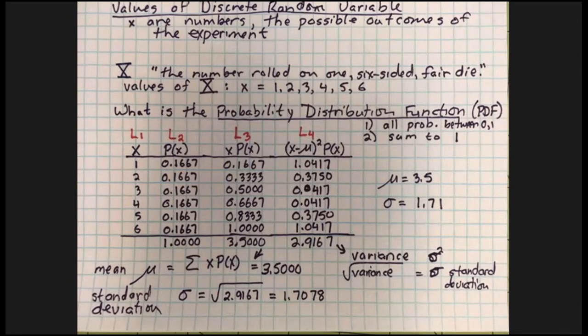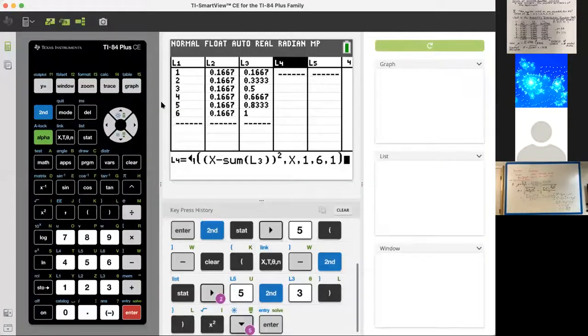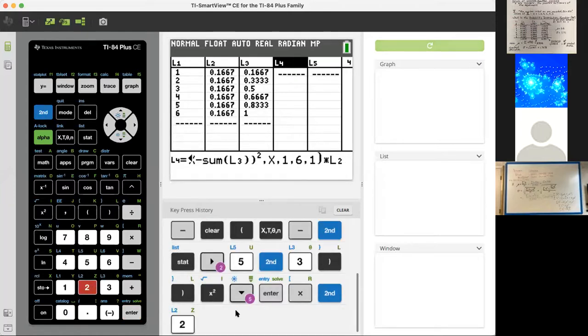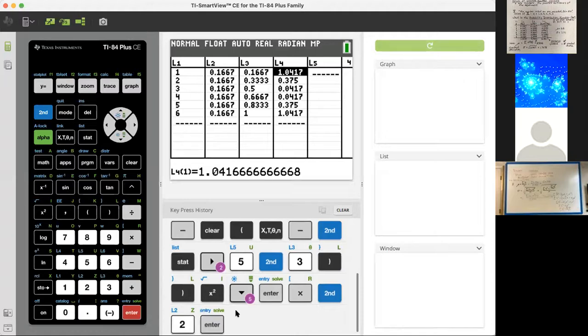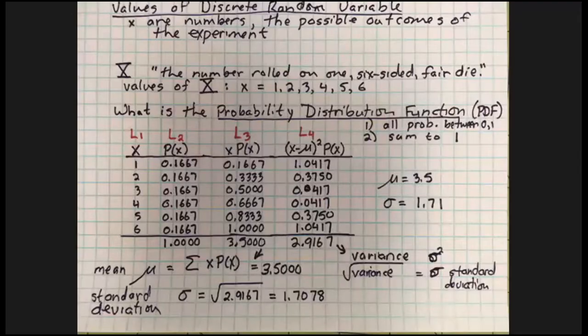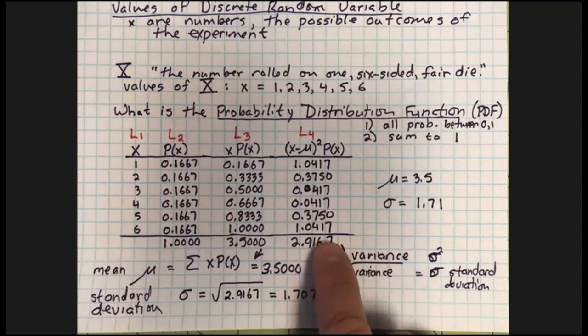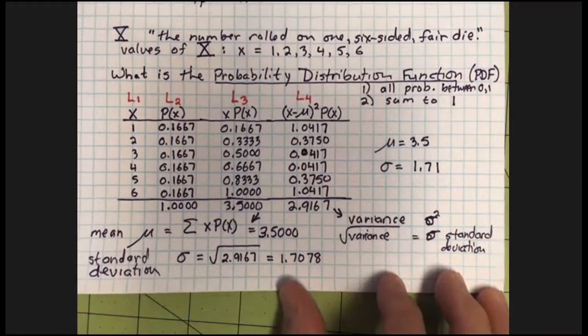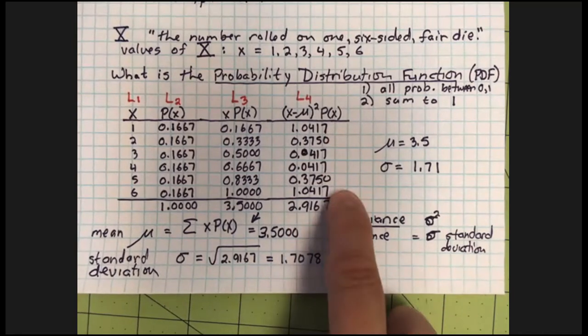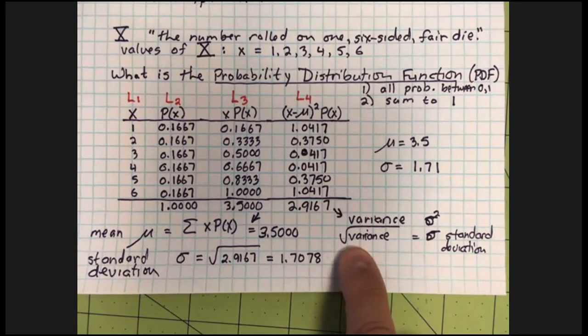So let's go back to calculator and multiply by L2. And here we go. These are the numbers that I had entered by hand from the calculator button pressing one at a time. Do you see that those are the same numbers as we wrote on the paper here? Now, how do I calculate standard deviation? I sum up those numbers and then take the square root.